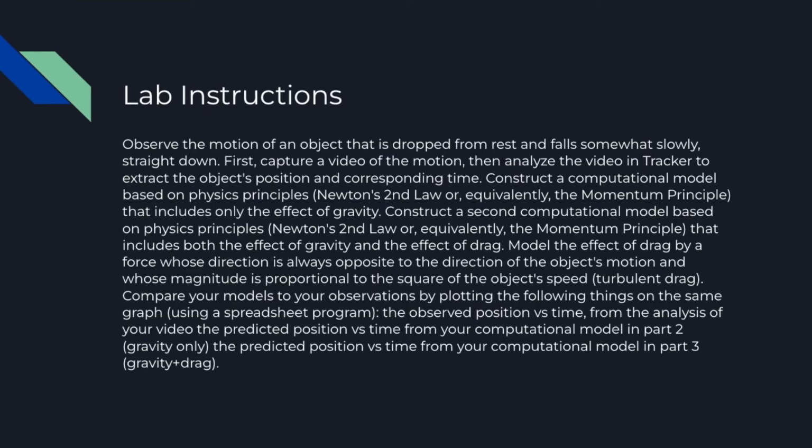For the lab instructions, we were asked to observe the motion of an object dropped from rest that fell directly down. We first captured a video of the motion, then analyzed the video in Tracker. We then constructed two computational models, one that accounted for gravity and no drag, and one with gravity and drag. Then we were asked to compare the two different computational models and observe.